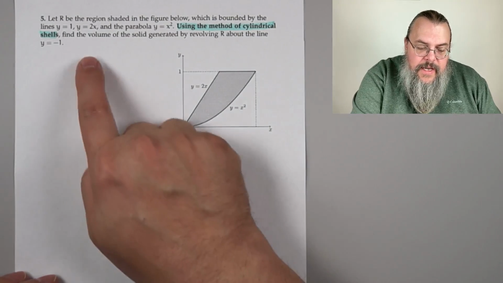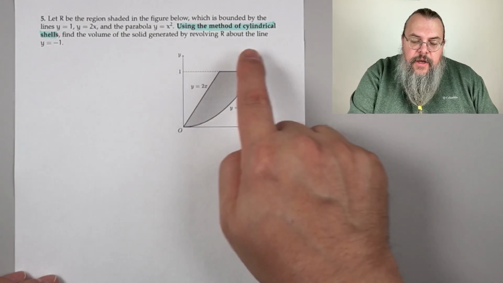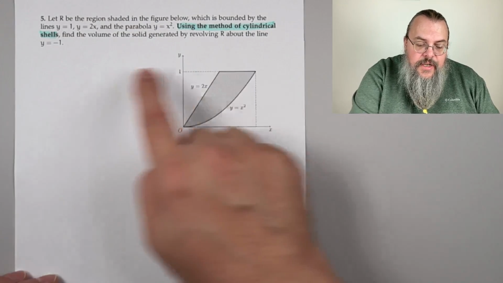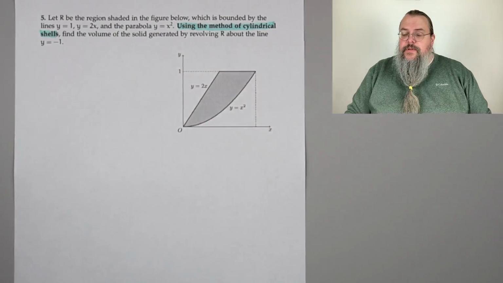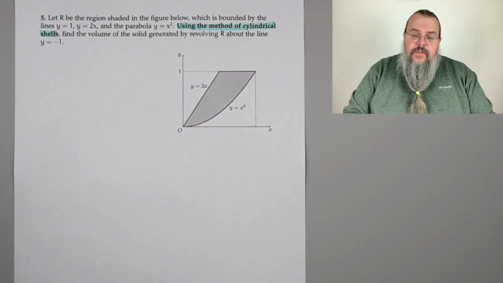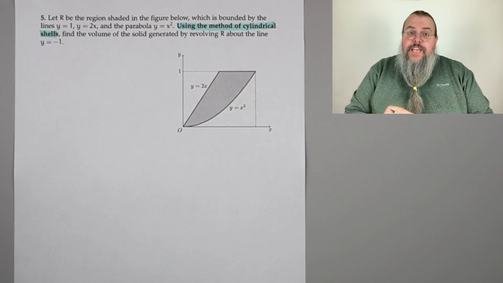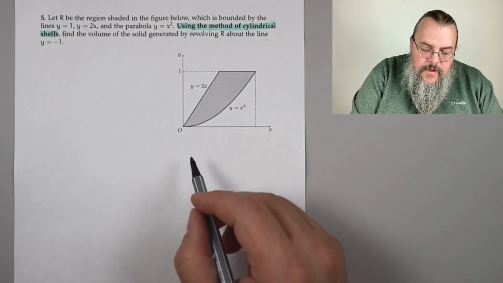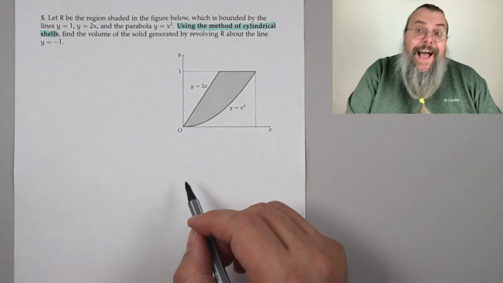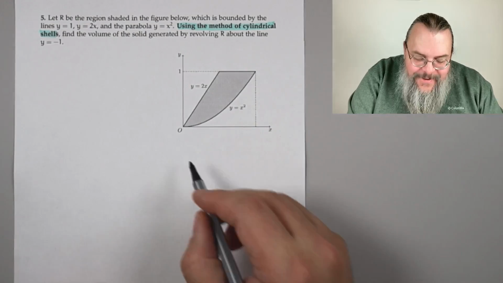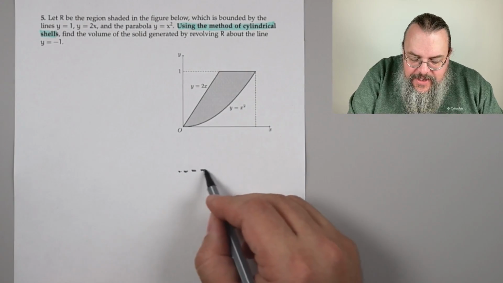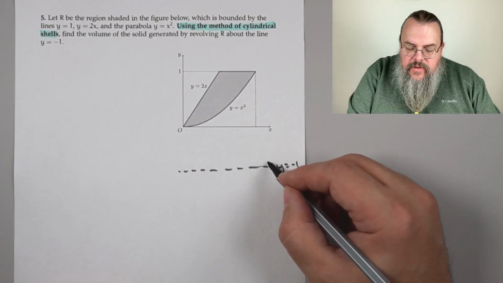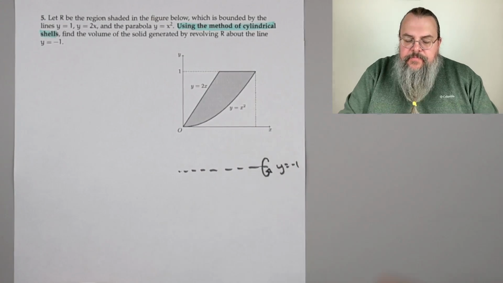And we want to find the volume of the solid generated by revolving the region R, that's the shaded region, about the line y equals minus 1. So first off, let's start by sketching y equals minus 1. I know this is feeling a little bit sketchy, but we should sketch it. So let's say this is y equals minus 1. This is where we're revolving around.